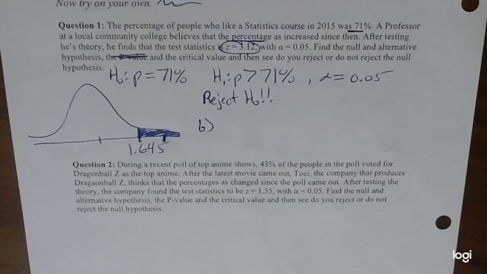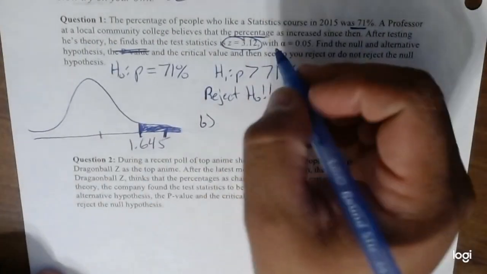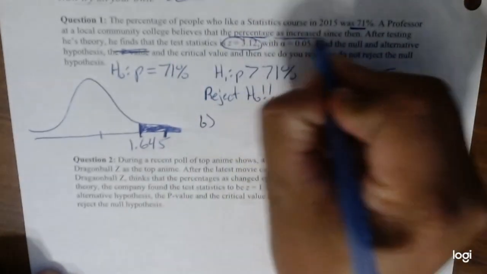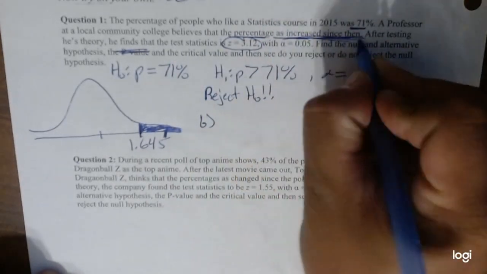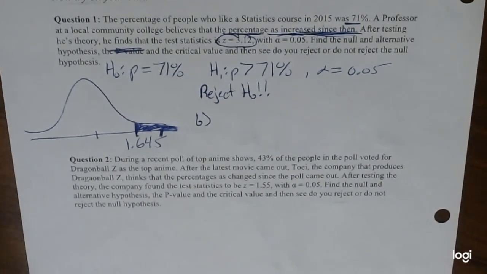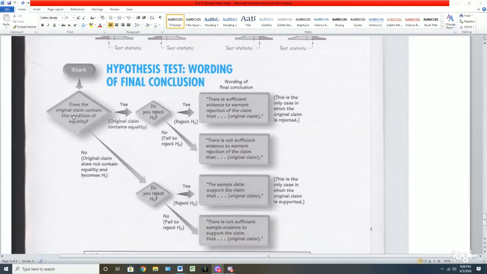That's a weird question, right? Let's go back over here. So here's our claim. It says a professor at a local community college believes that the percentage has increased. So does increase mean equal to? Hopefully you say no, right? It does not mean equal to. That's how you write the first sentence. So no, it does not have equality. It says increase, so that's not a statement of equality. The original claim does not have equality. It strictly says greater than. That's how we do the first question.